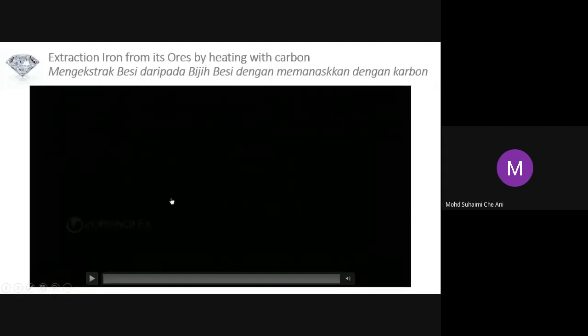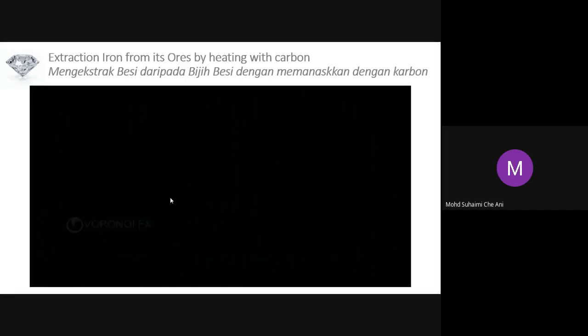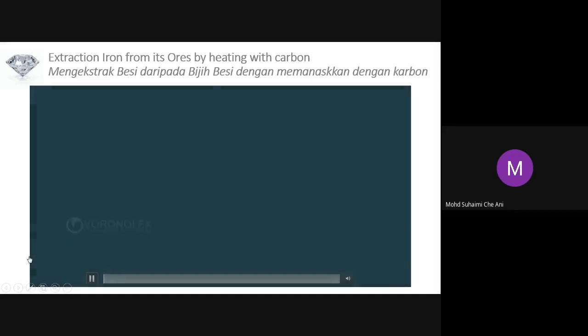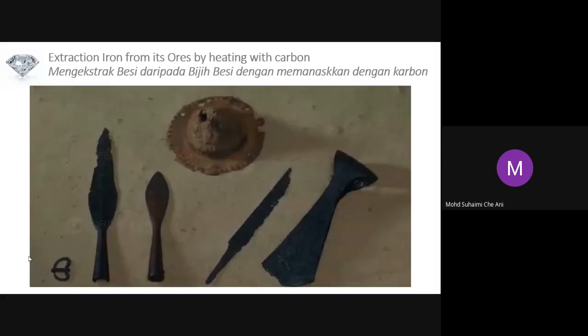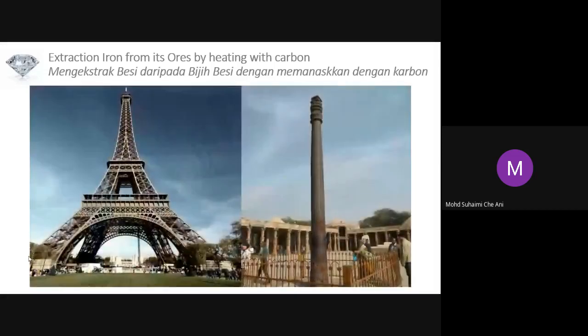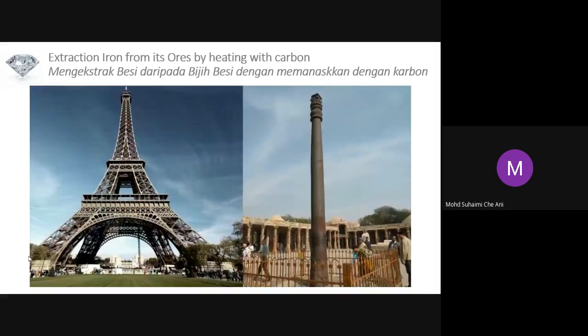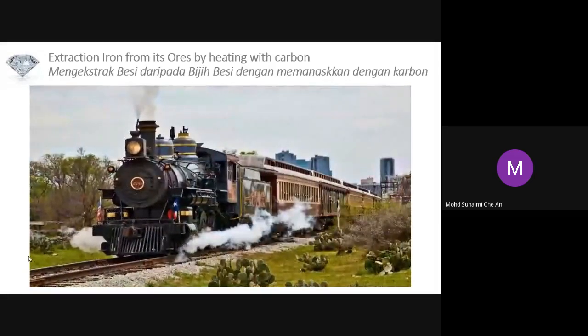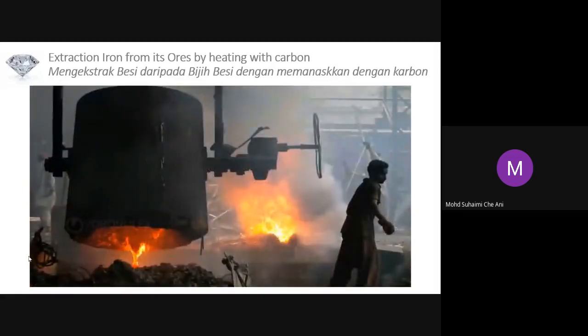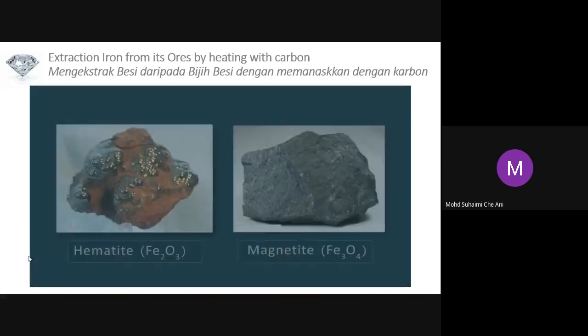Okay, the next one is for iron. For iron, the method that we can use is the reduction by carbon. So for iron, you take the iron oxide, the ores, and then you mix with the carbon, and then you heat up using high temperature. Okay, so this is the video to show the extraction of iron from hematite. Hematite is the mineral for iron oxide.